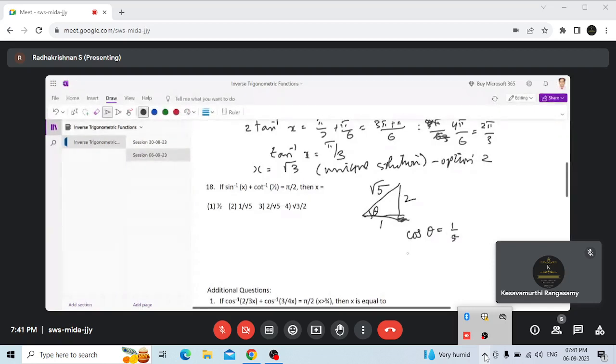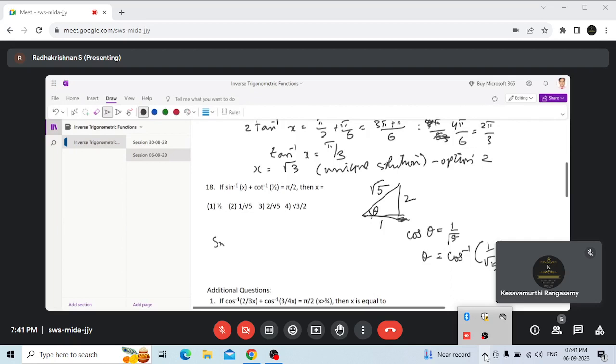Sir, 1/√5 sir. 1 square plus 2 square, no? 1/√5. Option 2. Root 5. Cos theta is so 1/√5. So theta equal to cos inverse of 1/√5. So that is what you have to do here.